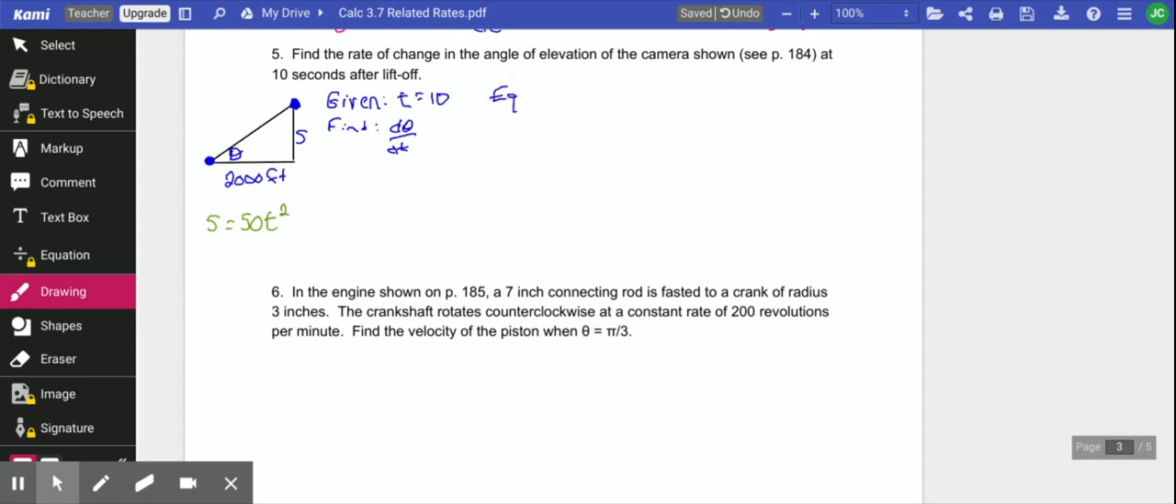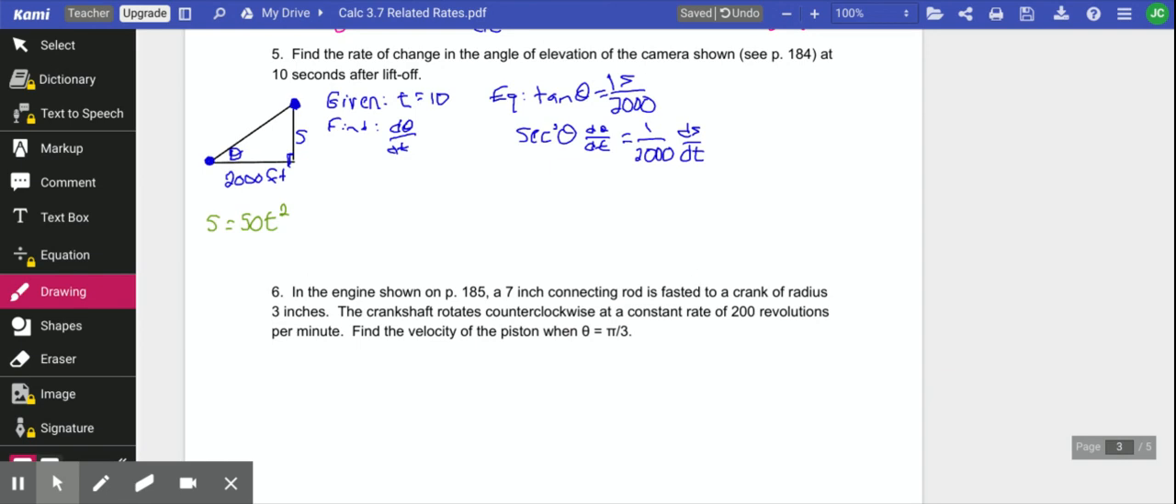The equation we want to work with should relate all of these pieces. Hopefully you can see this is a right triangle, and there's a tangent relationship. The tangent of theta is S over 2,000. That's what we're going to take the derivative of with respect to time. The derivative of tangent is secant squared times d theta dt. And S over 2,000 is just 1 over 2,000 times S, so the derivative is 1 over 2,000 times ds dt.